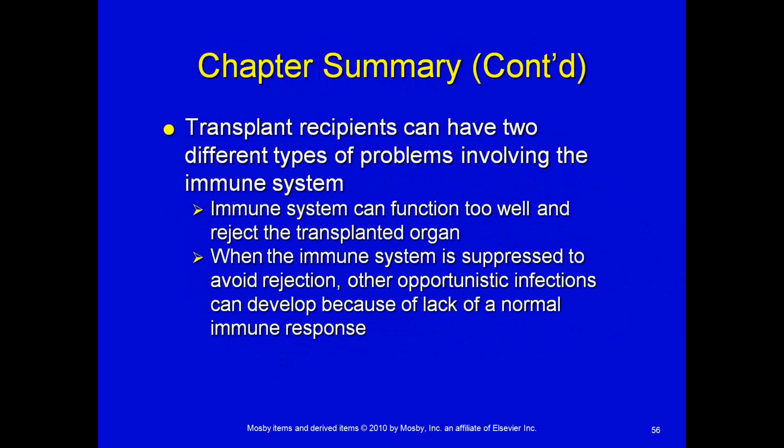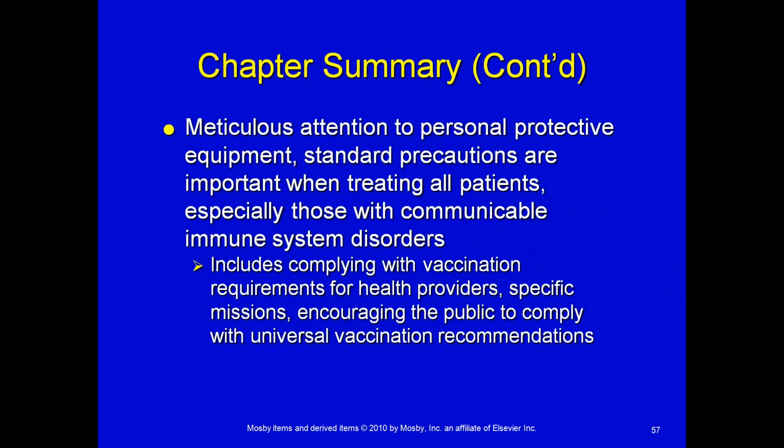We talked about transplant recipients and how they can have two different types of problems involving the immune system. The immune system can work too well and reject the transplanted organ, or the immune system is suppressed, and in order to avoid rejection, they have to take anti-rejection medications to prevent that from happening.